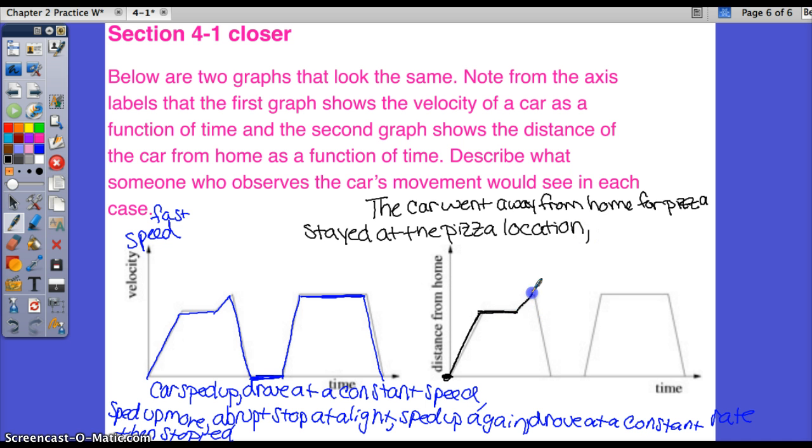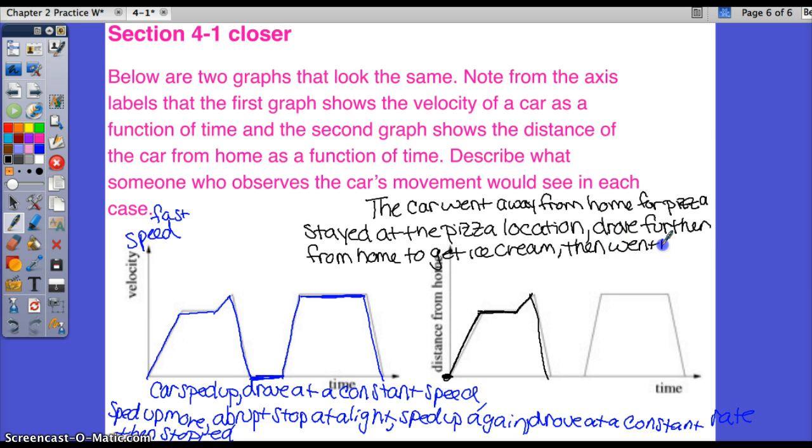Then they drove further away. Now they got dessert. Drove further from home. How about to get ice cream? To get ice cream. Then the distance from home went back to 0. So they went home.